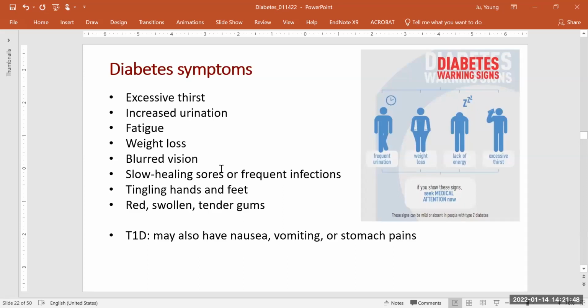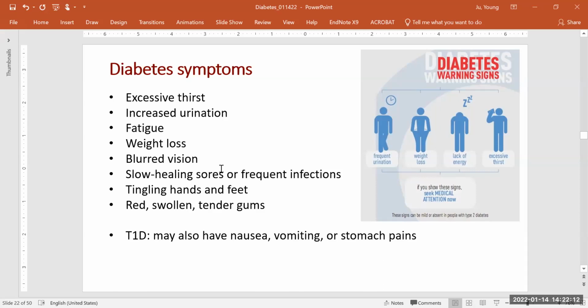Let's look into diabetic symptoms. All these symptoms of diabetes, especially type 2 diabetes, can be very subtle and seem harmless. Some people may not even have symptoms at all. However, over time, they may develop diabetes complications.